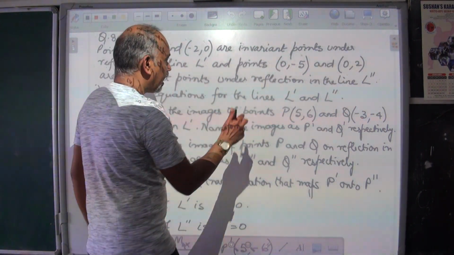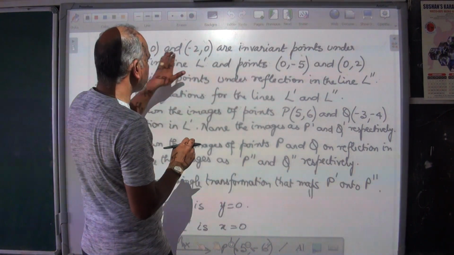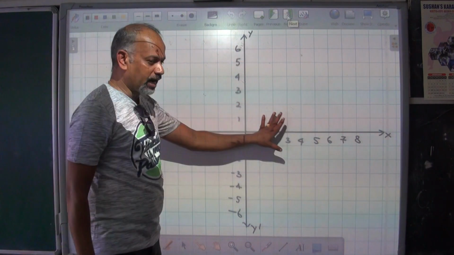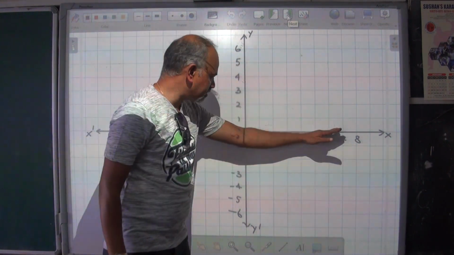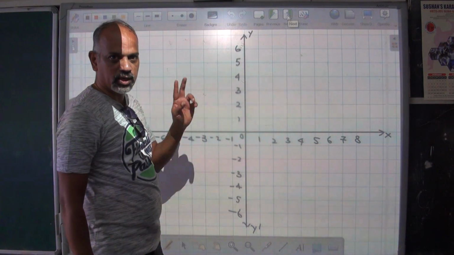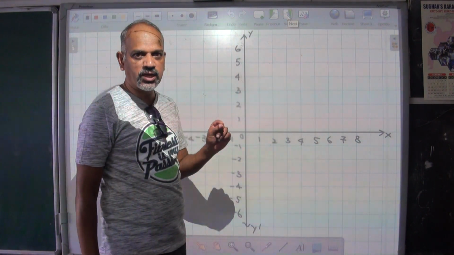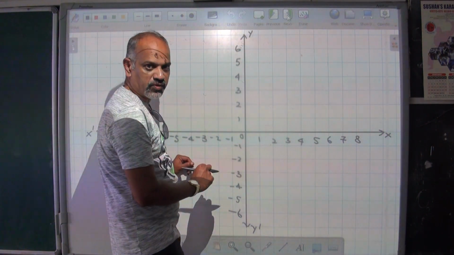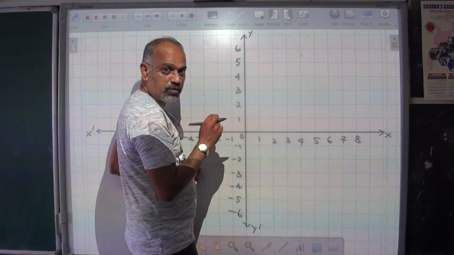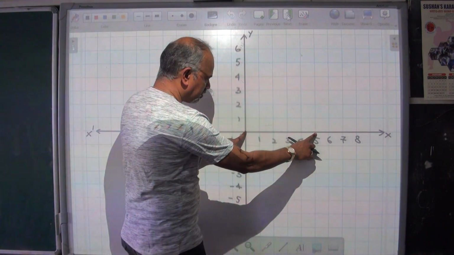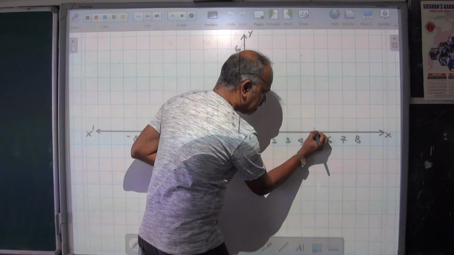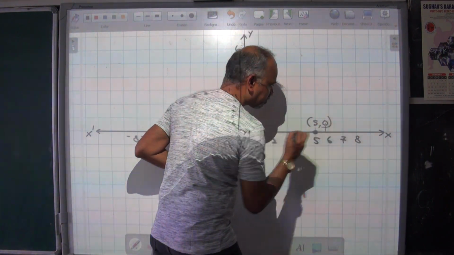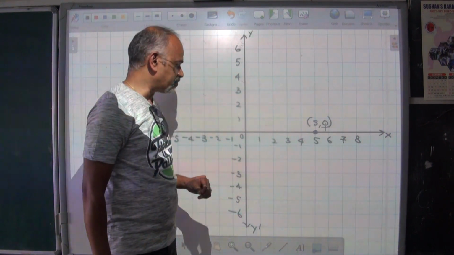Okay. So for that, I'll show you on the graph. The 2 points are (5, 0) and (-2, 0). Okay. So I've got a graph here. We have the x-axis and y-axis. The 2 points are said to be invariant points. Let's plot them first. (5, 0). X value is 5, y value is 0. Meeting point is this. That's (5, 0).